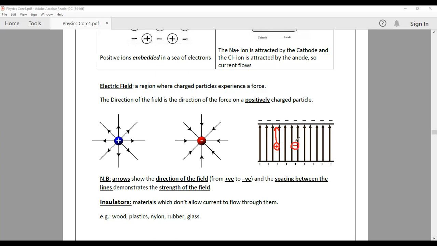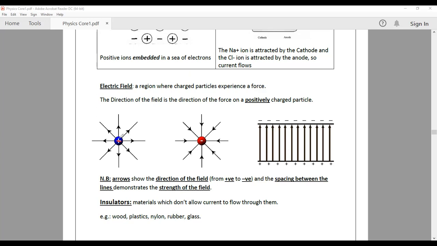The negatively charged particle will experience two forces, one from the electric field and another force of attraction between the negative and the positive charge. So as well here, this negative charge will experience a force. That's for the electric field.